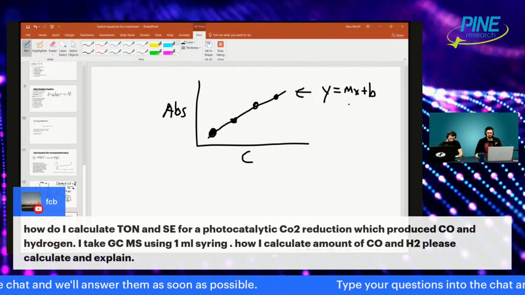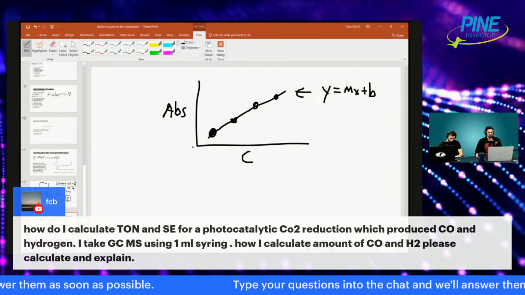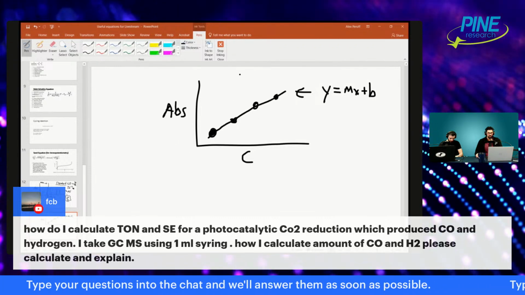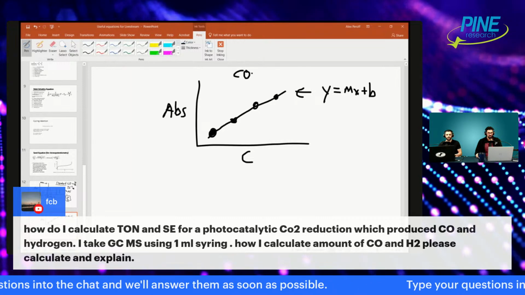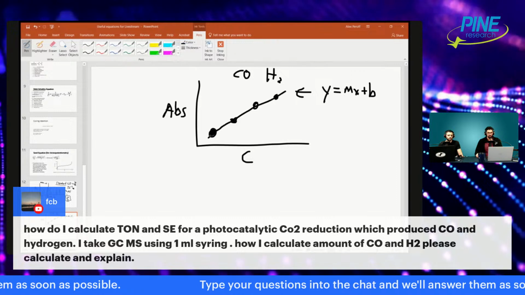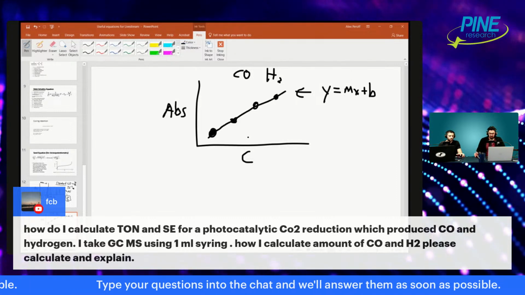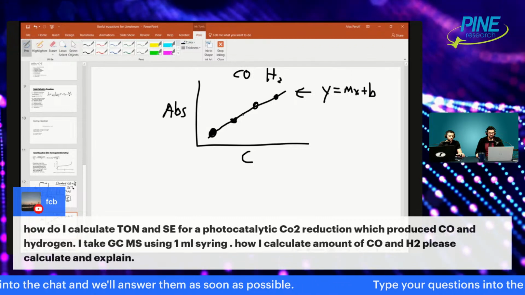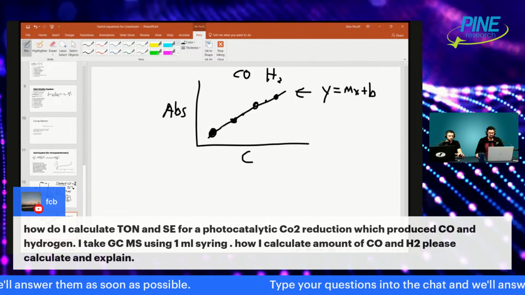And something, B should be 0, right? At 0 concentration, there should be zero absorbance. But you'll have one for CO, and you'll have one for hydrogen. And when you do your experiment where you're doing photocatalytic reduction of CO2 and you measure CO, you'll get a data point that falls somewhere along this line.